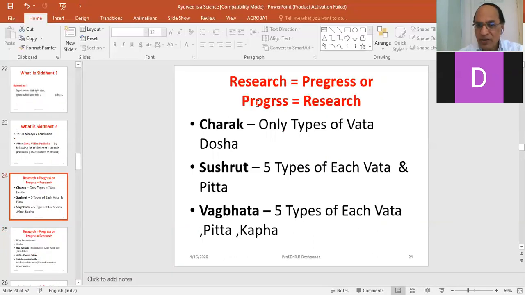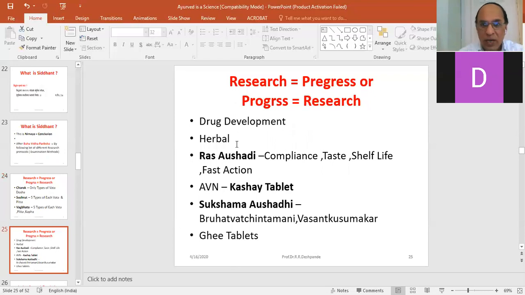Charaka, this is the progress. Research makes progress. Charaka has explained only five types of vata dosha. Sushruta has mentioned the vata and pitta types. Then Vagbhata has mentioned five types of each: vata, pitta, and kapha. Then there was drug development. For example, previously only herbal drugs were there, but then Rasa aushadhi came, for patient compliance, for taste, for shelf life, for fast action. Today a company from South India has started to prepare kashaya tablets. Even sukshma aushadhi, you can search for sukshma aushadhi. Some Bombay vaidyas are preparing this sukshma aushadhi.